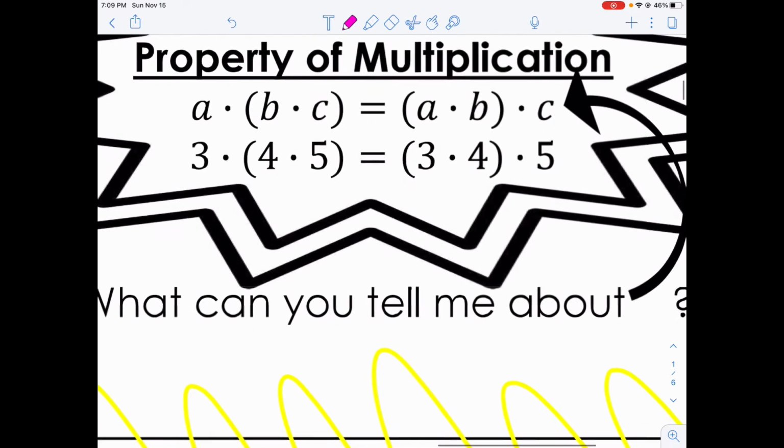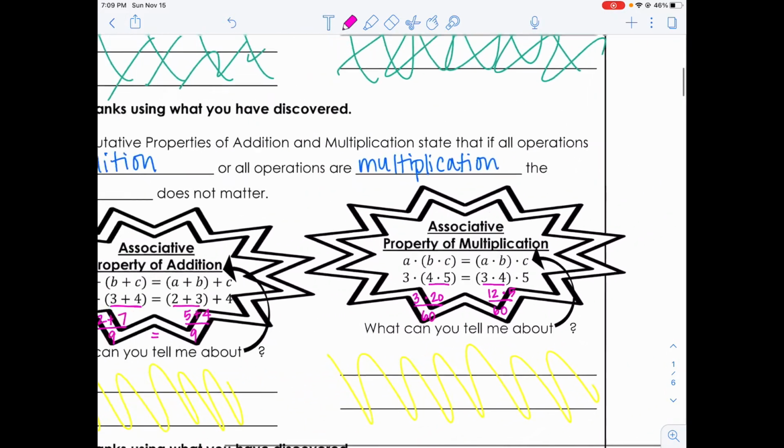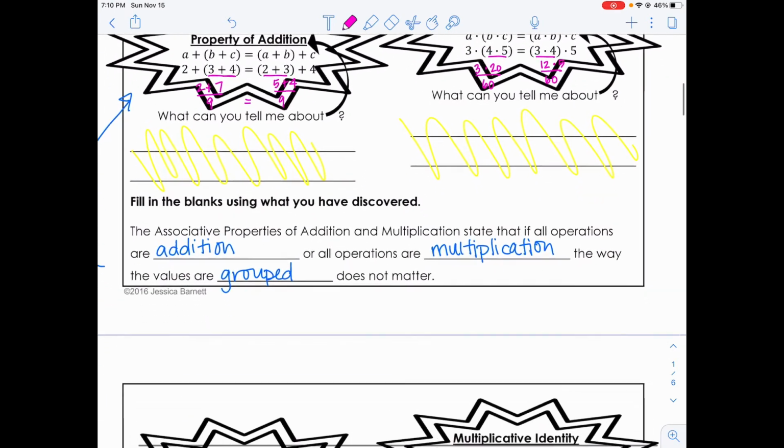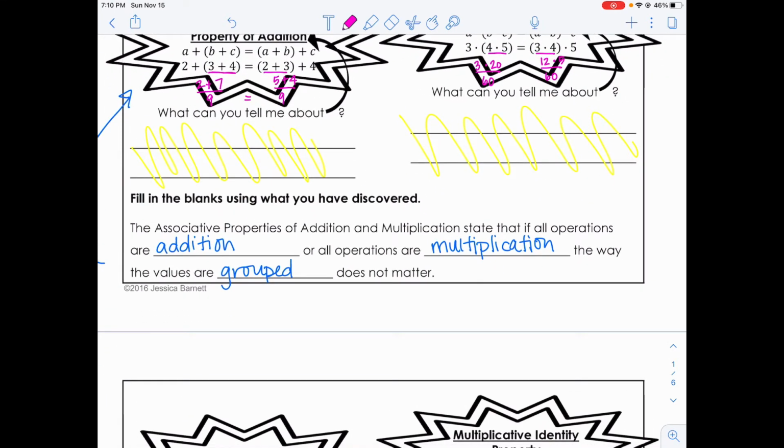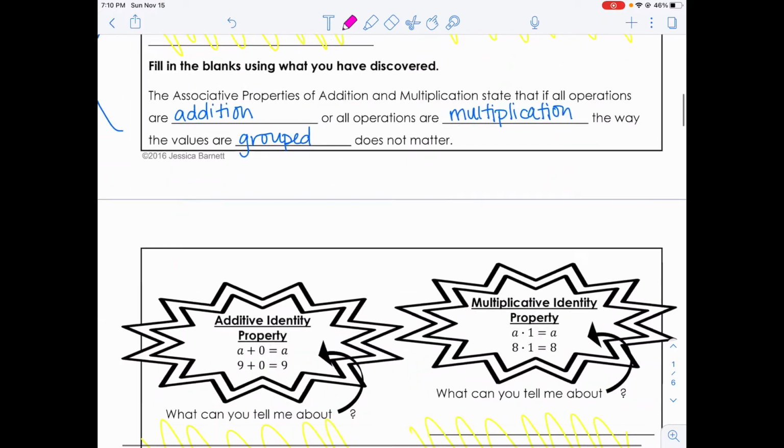So over here, we would do 4 times 5 because that's in the parentheses. So 4 times 5 is 20. Bring down the times and the 3. 3 times 20 is 60. On the other side, 3 times 4 would be what we do first because that's in the parentheses, that's 12. And 12 times 5 is 60. So order did not matter on those. It still gave you the same product. So the associative property says that it doesn't matter how the values are grouped.